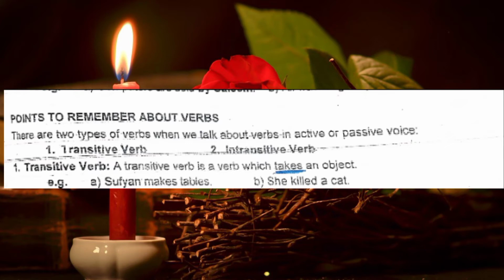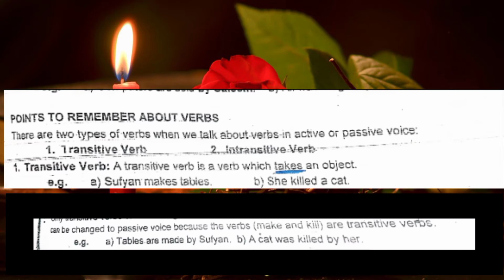Only transitive verbs can be changed to passive voice. Therefore, the sentences above can be changed to passive voice because the verbs make and kill are transitive verbs. Got it? Tables are made by Sufyan. A cat was killed by her.